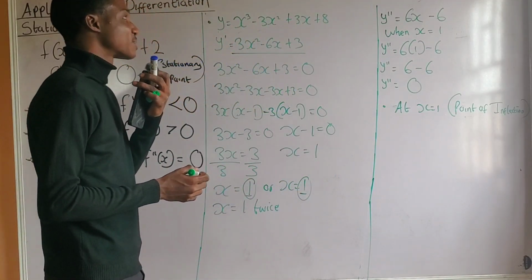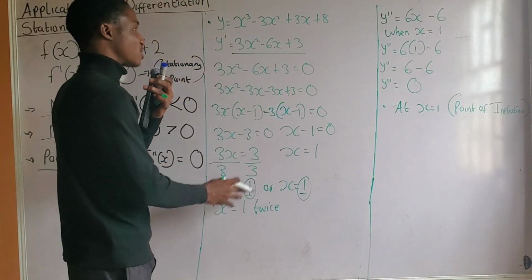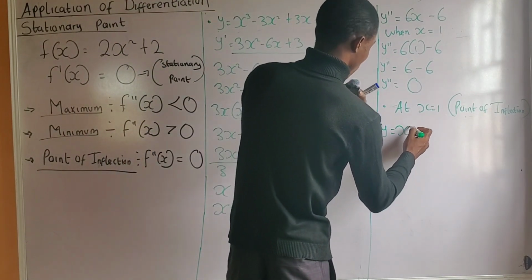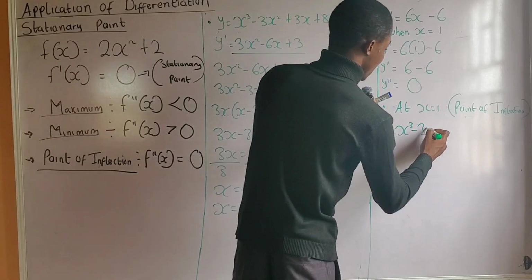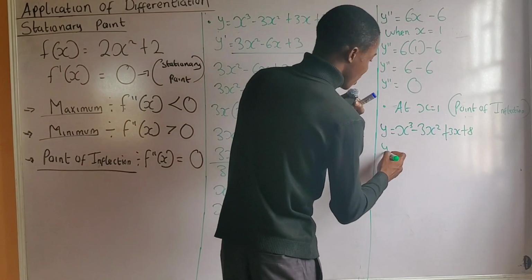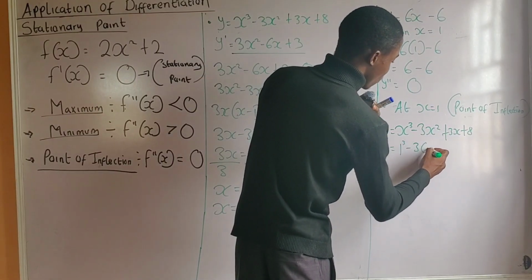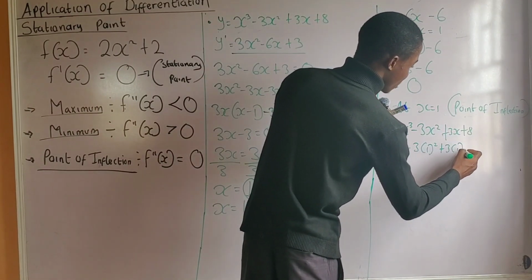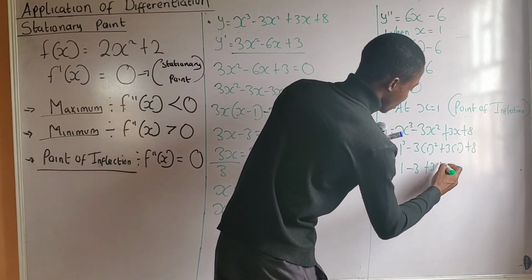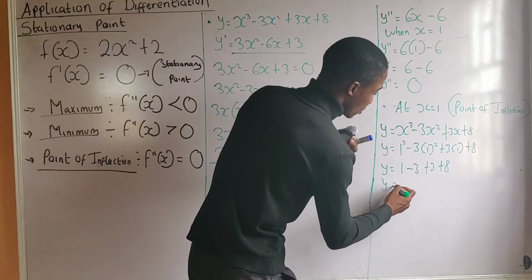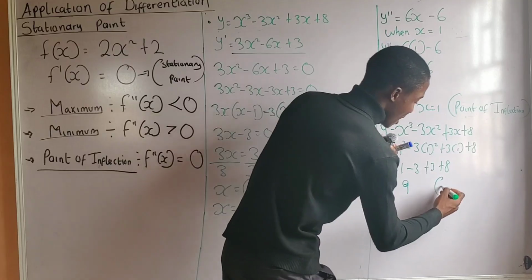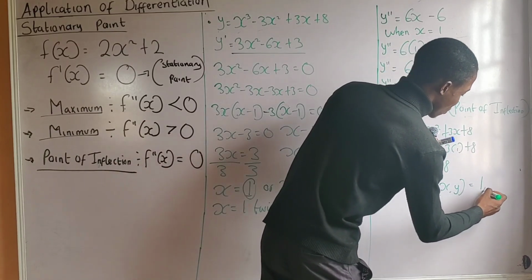You can get the corresponding value of y by substituting the value of x as 1 into this equation. So you're going to have, since y equals x raised to the power of 3 minus 3x raised to the power of 2 plus 3x plus 8, y equals 1 raised to the power 3 minus 3 multiplied by 1 raised to the power 2 plus 3 multiplied by 1 plus 8. Y equals 1 minus 3 plus 3 plus 8. So y equals minus 3 plus 3, that is what? 0. 1 plus 8 is what? 9. So x comma y is 1 comma 9.